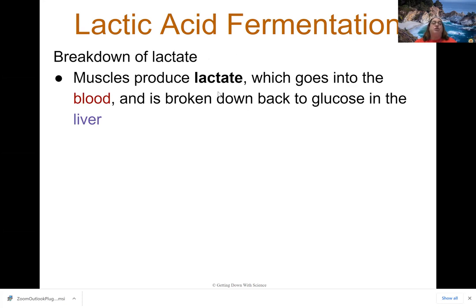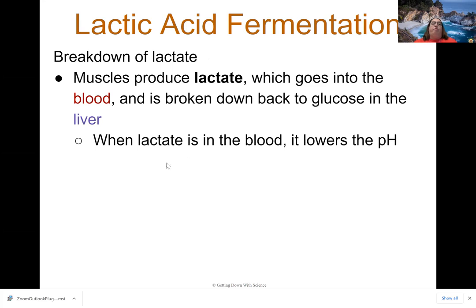So the muscles produce the lactate, it goes into the blood and then gets broken down back to glucose in the liver. Part of the concern is that when lactate is in the blood, it lowers the pH, and your blood's pH has to stay within a certain range, or you could become extremely ill and possibly die. So you want to be careful not to overdo it and build up too much lactate so that it lowers your pH too much.